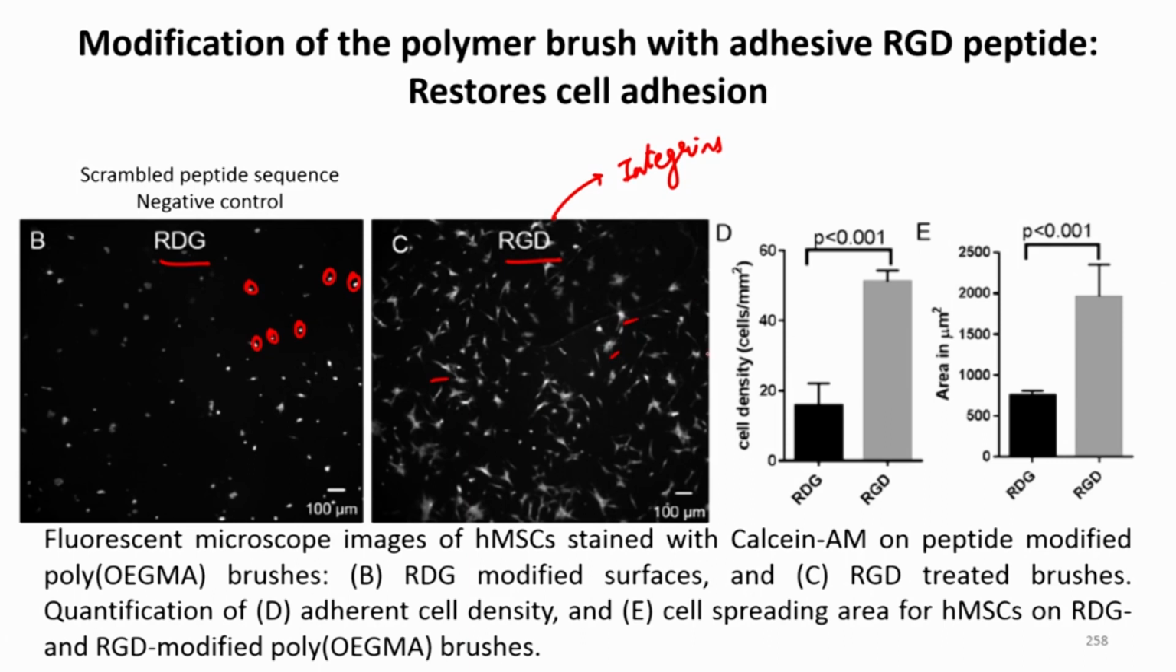This is more quantified here. The cell density has increased, as well as the area of the cells that are attaching. The spread area has also increased, suggesting that the cells have now started to like the surface. Okay, we will stop right here and we will continue the rest in the next class.